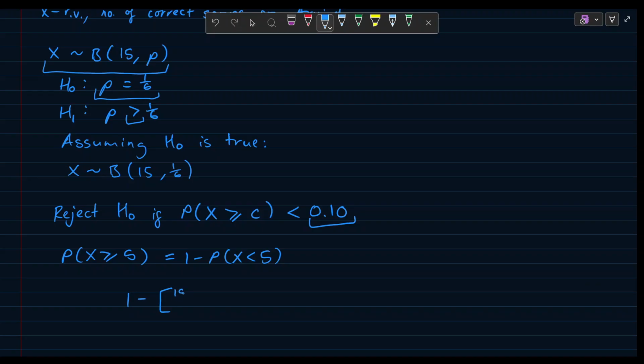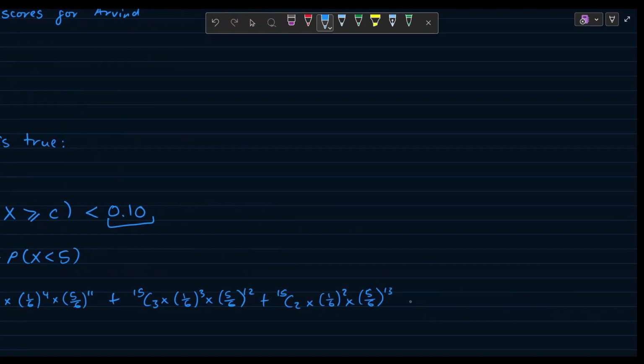So that's going to be 15 choose 4 multiplied by 1 over 6 to the power 4 times 5 over 6 to the power 11, plus 15 choose 3 multiplied by 1 over 6 to the 3 multiplied by 5 over 6 to the power 12, plus 15 choose 2 multiplied by 1 over 6 to the power 2 multiplied by 5 over 6 to the power 13, plus 15 times 1 over 6 times 5 over 6 to the power 14, plus 5 over 6 to the power 15.